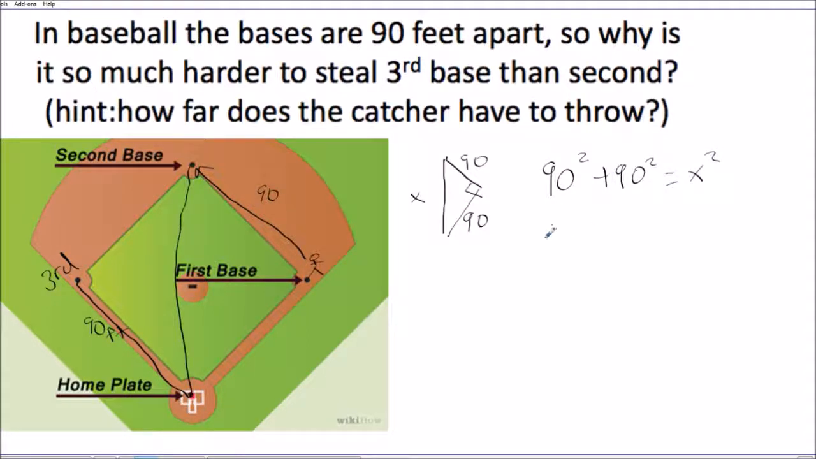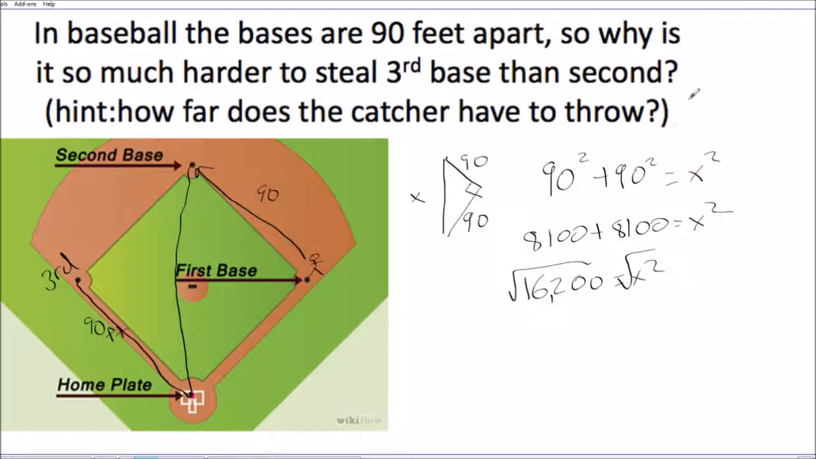Okay, and I'm going to square these, and so I get 8100 plus 8100 equals x squared, so 62, oh, excuse me, 16,200 equals x squared, square root, square root. And then here's where it gets a little funny. Do we want to do this in a decimal form or in a radical form? Okay, and they don't tell us in the question.